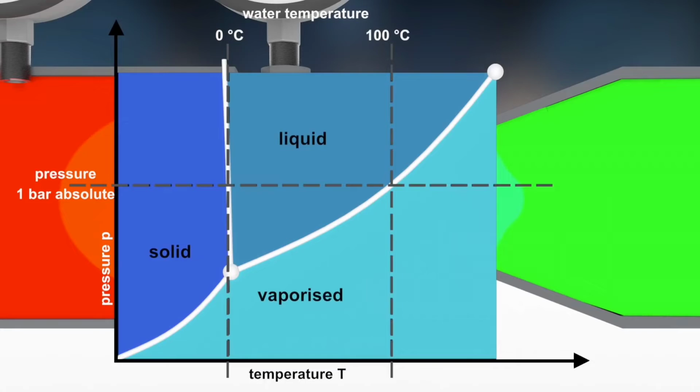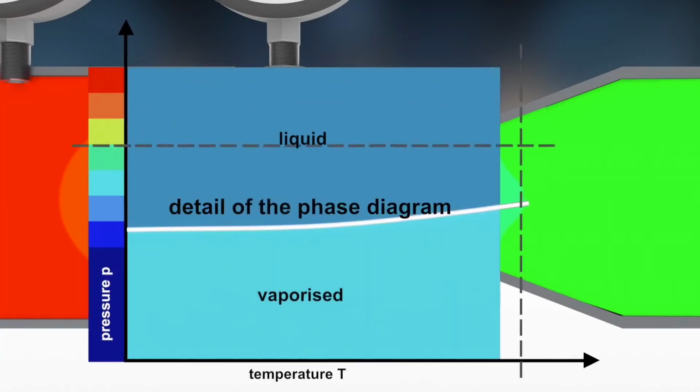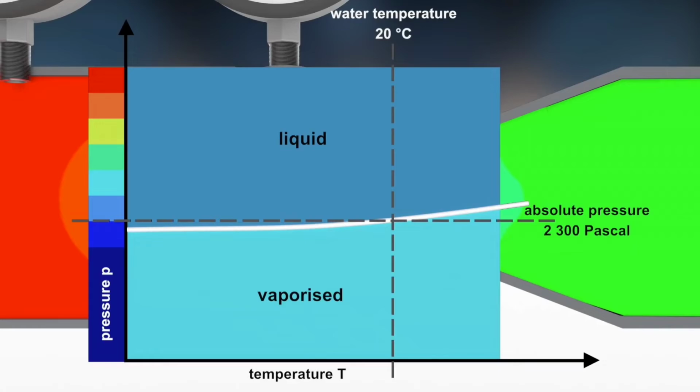Now let's take a look at this phase diagram, which can help us analyze this narrow pipe section. The temperature of the flowing water is 20 degrees Celsius, which is a vertical line in the phase diagram. It crosses the vapor pressure line at an absolute pressure of 2300 Pascal. As long as the pressure is higher, water remains liquid. If the absolute pressure decreases below 2300 Pascal, water evaporates.